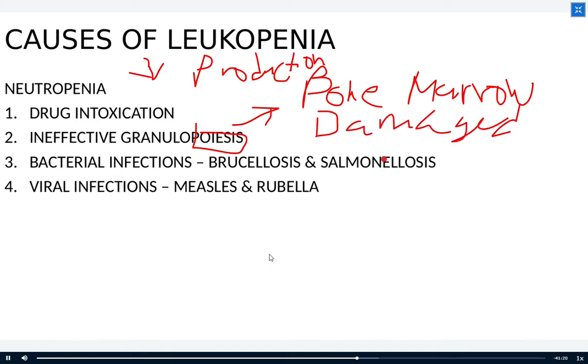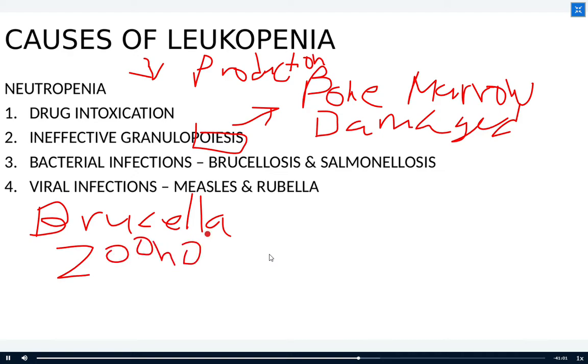And another one would be class bacterial infections, brucellosis and salmonellosis. Now your brucella, class, this is the one that causes your brucellosis. Your brucella, class, is a type of bacteria that is zoonotic. Kapag narinig niyo yung word na zoonotic, what does it mean? Whenever you hear the word zoonotic, what does it mean, class? Okay, transfer from animal to human, okay.